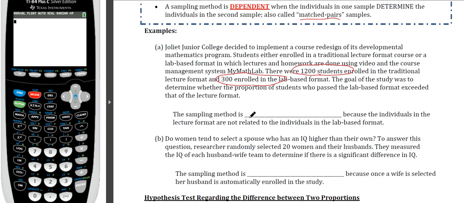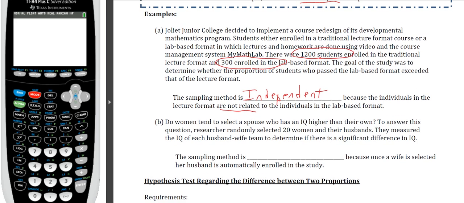I do not see any relation saying that maybe the students in the traditional course are friends with somebody in the lab-based format, or are working with their brother or somebody they went to high school with, some connection between the two. Because there is no intimate connection between them, we say that they are independent of each other. So the sampling method is independent because individuals in the lecture-based format are not related to the individuals in the lab-based format in some way.